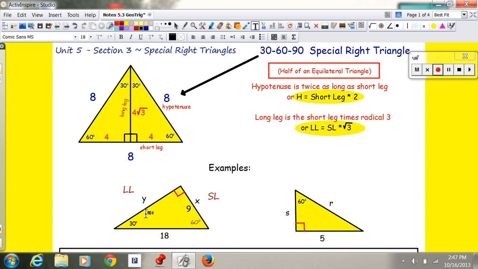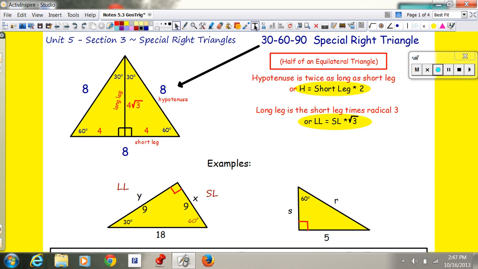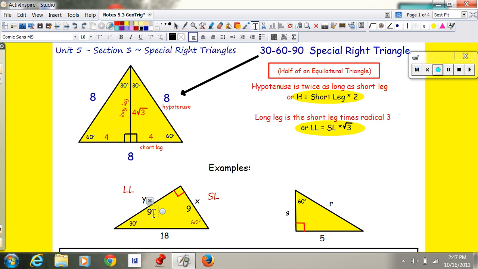My longer leg is going to be my shorter leg, which is 9, but I'm going to multiply it by radical 3, because to get the longer leg, you take your short leg and you times it by radical 3. So I'm going to take the 9 and I'm going to multiply it. Let me put a 3 there too. I'm going to multiply it by radical 3.